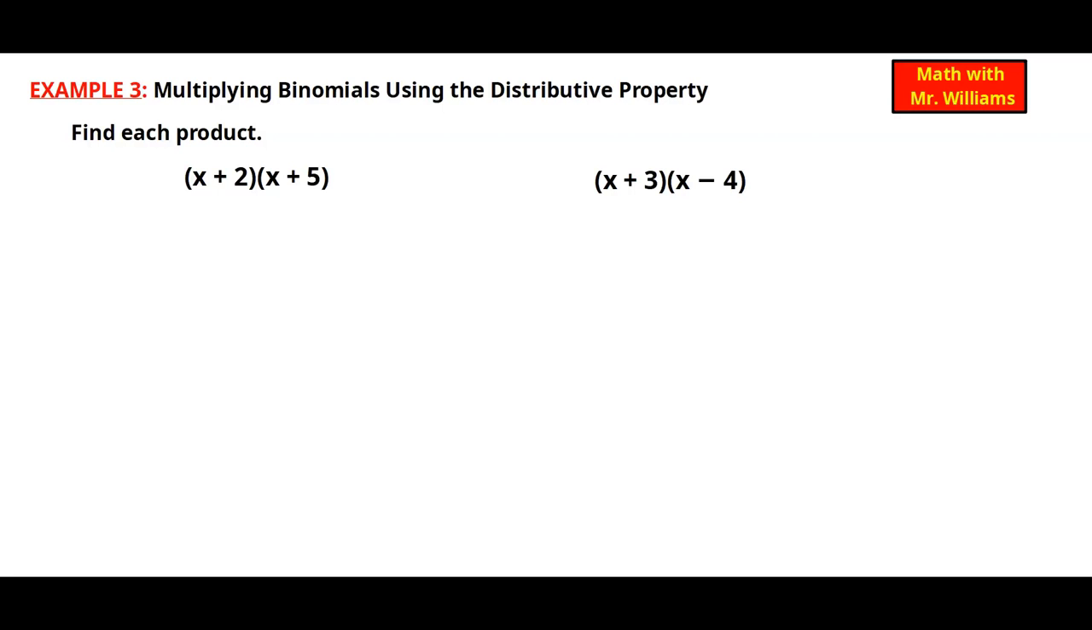Math with Mr. Williams, example 3, multiplying binomials using the distributive property. Find each product. In the first one we have (x + 2)(x + 5). We're just multiplying two binomials together. We're going to work on the distributive property.